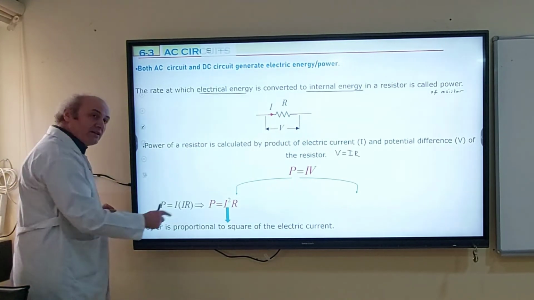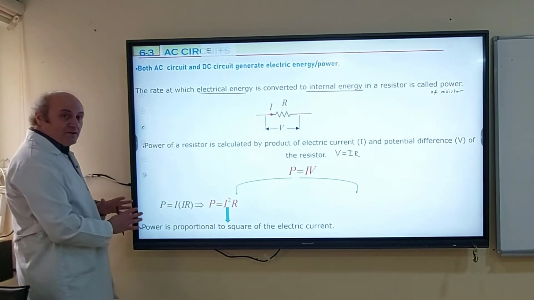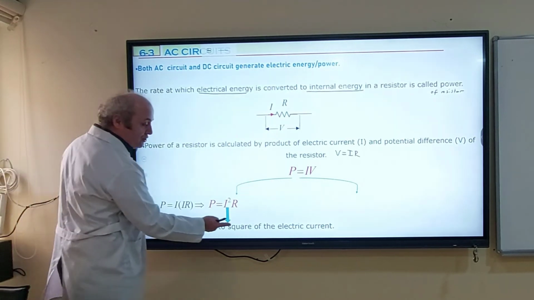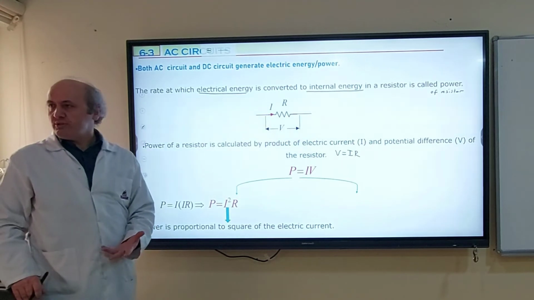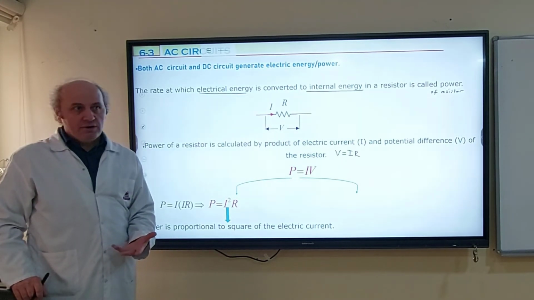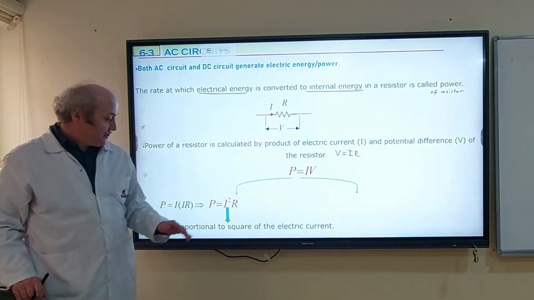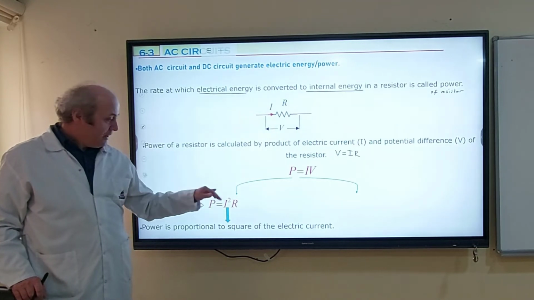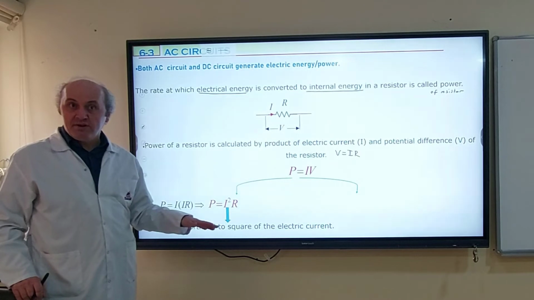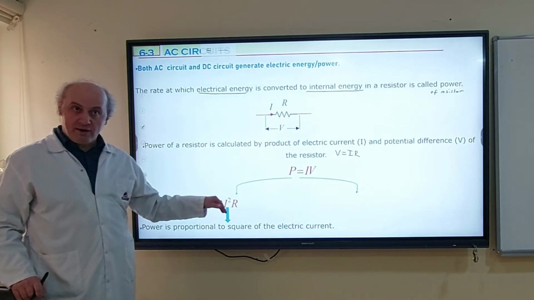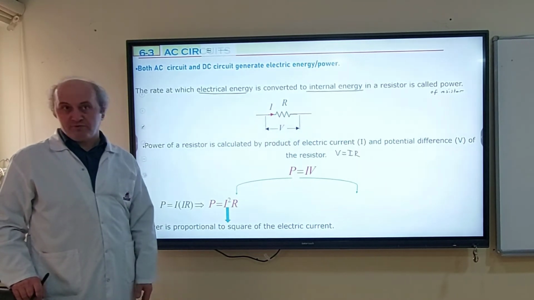This equation tells you that the power of a resistor is proportional to the square of the electric current. If the electric current doubles, power increases by 4. This is I squared. You have to know this. If the electric current through a resistor doubles, because it is squared, the power of the resistor increases by 4.